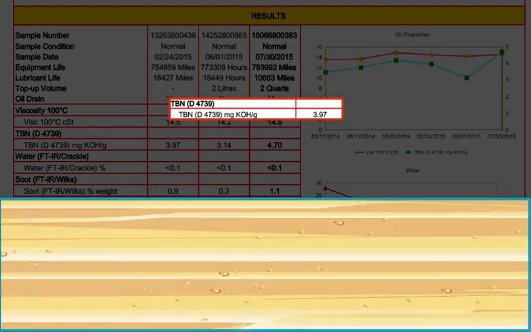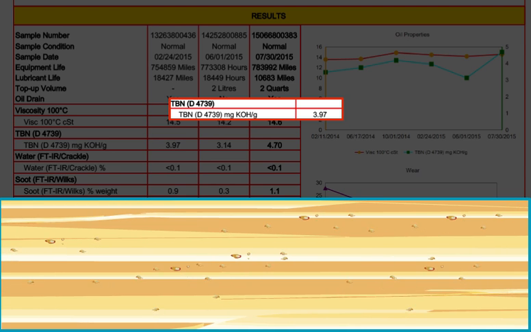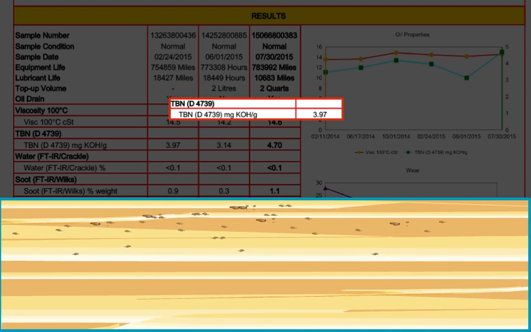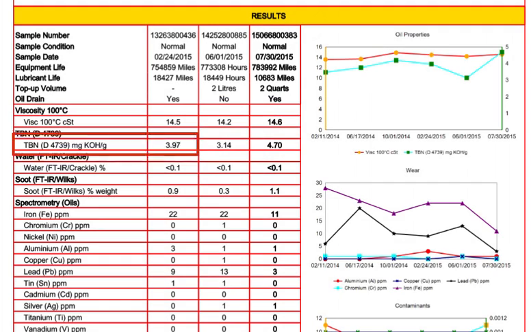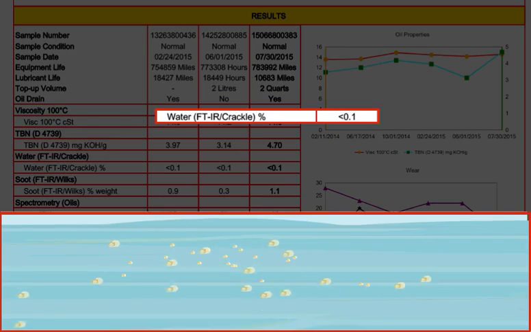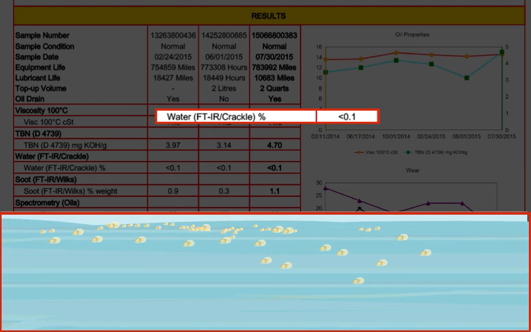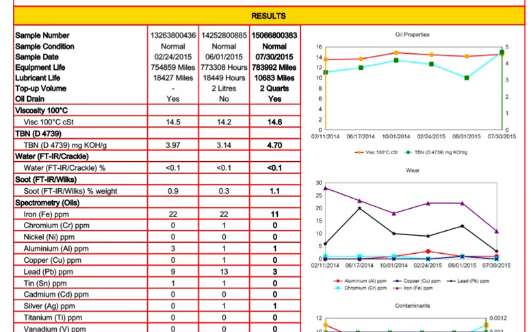In a diesel engine, total base number is a measurement of bases to ensure there are enough additive reserves to neutralize these acids. The water number indicates how much H2O is present in the sample. As water content increases, the lubricity of the lubricant decreases along with other potentially harmful effects. Depending on the application, water can cause a number of serious issues for both the lubricant and component.